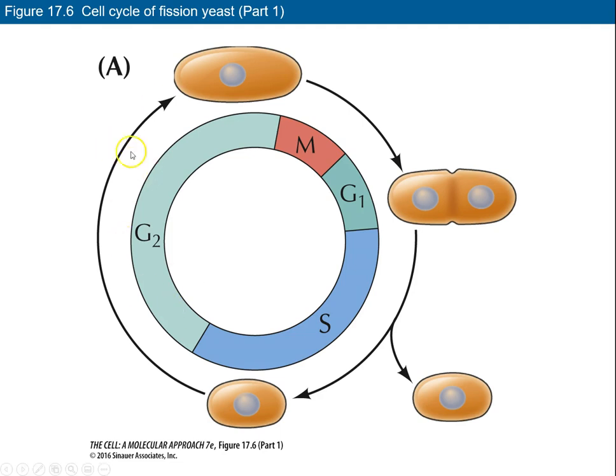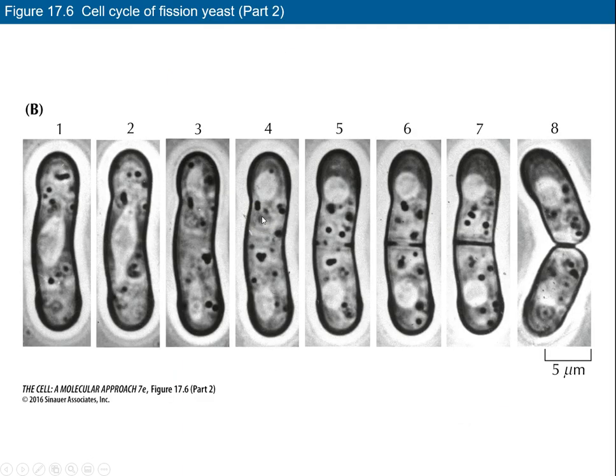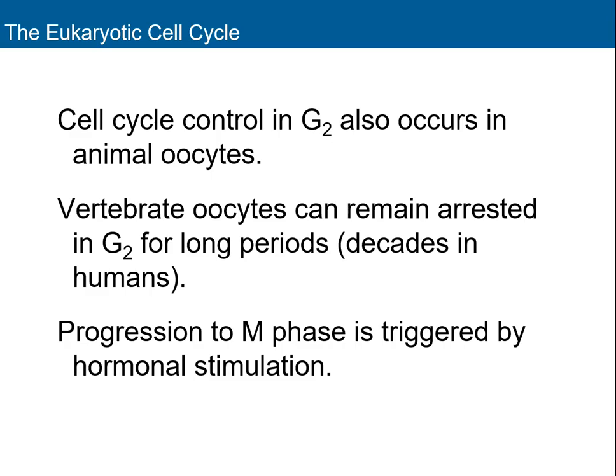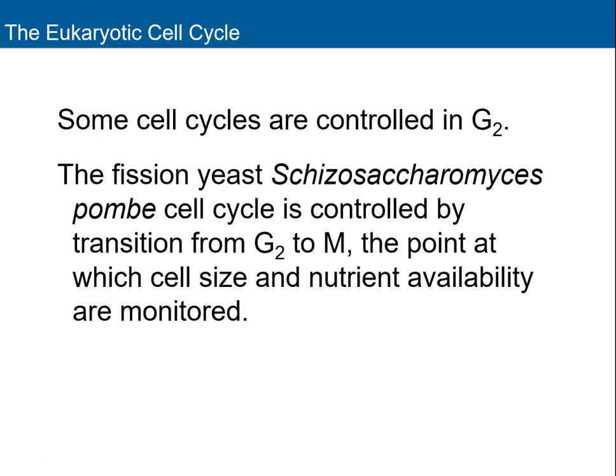G2 to M. All right, so anyway, there would be a checkpoint here where it's basically checking to see if there was enough nutrients available. Okay, so this is basically showing you the cell cycle and the division of fission yeast. To be honest, that's not really something that I'm too concerned with. But the reason why we're bringing this up is to tell you that we discovered this other checkpoint in this type of yeast, right?